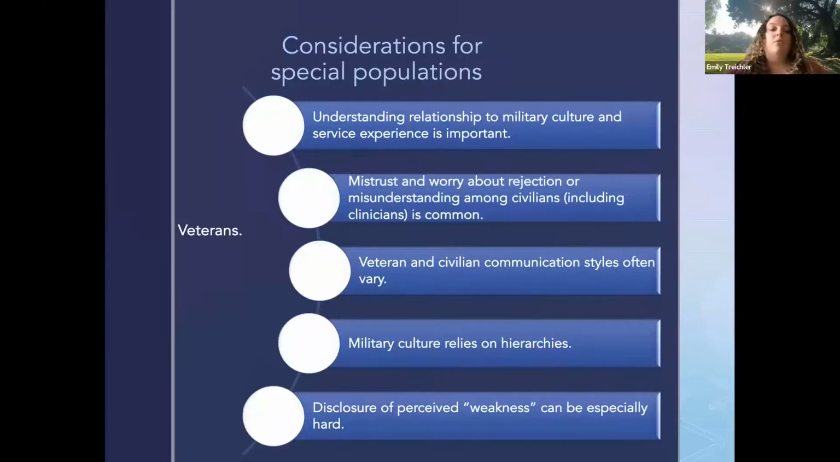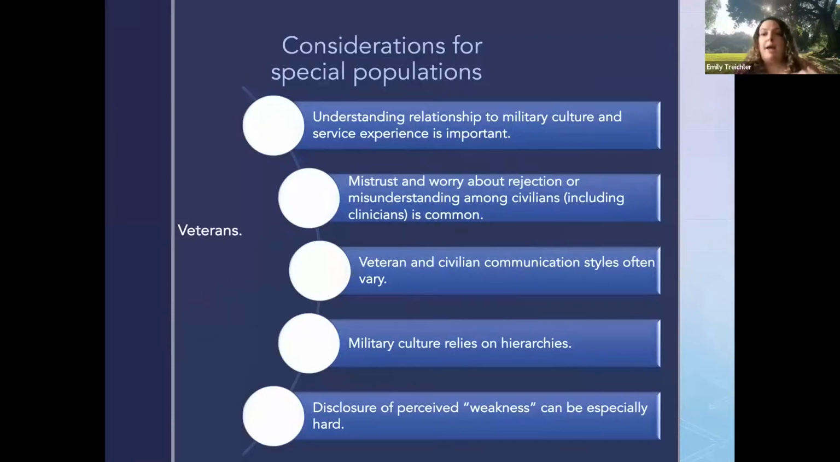They often report worrying that civilians won't understand who they are as veterans and what they did and experienced, especially if they were deployed. And they might be rejected if people know what happened. And so it's really important to gain that trust and practice that validation, so that there is comfort that even if you are a civilian and you don't really understand those specific experiences, you are still going to validate and accept and honor what those experiences were.